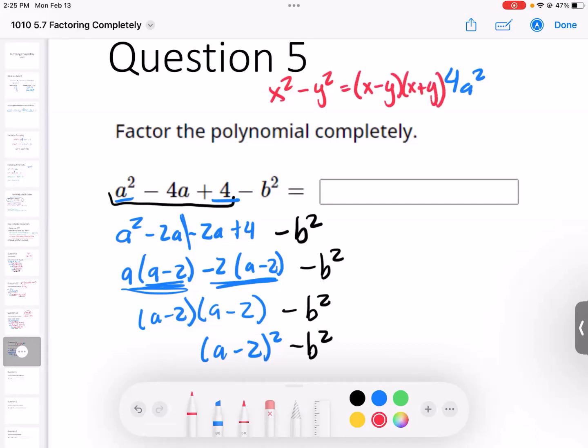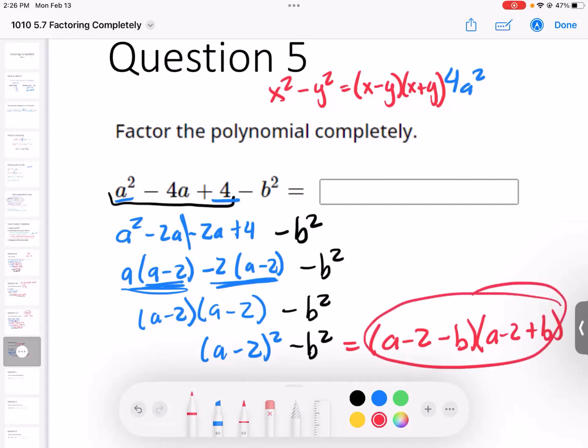So on the formula sheet I gave you, they were A's and B's, but since we have other A's and B's in this one, I just changed it slightly. So since I have something squared minus something else squared, I can rewrite this as the first thing, so A minus 2, minus the second thing, so I'm going to minus B, and then multiply it by the first thing, so A minus 2, plus the second thing, which was the B. And that's just with the difference of squares formula. And so this would be the factored form of that polynomial.